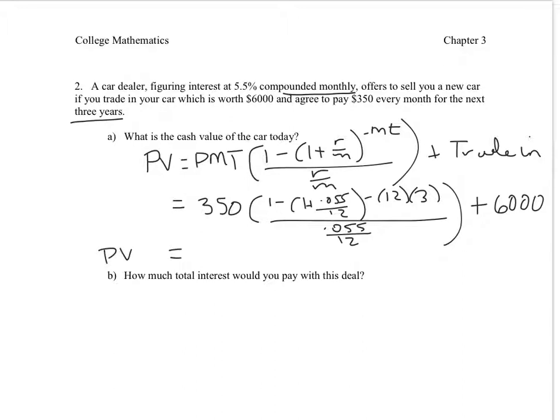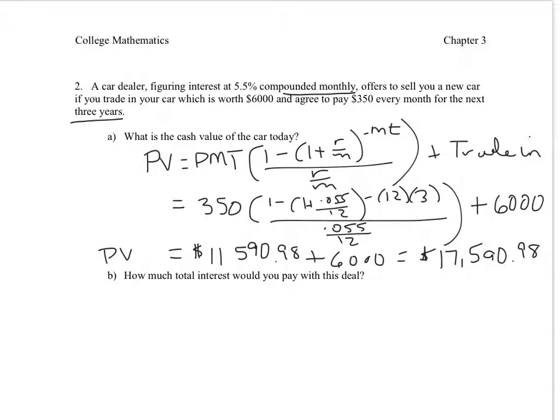So if we calculate this, your payments that you make have a value of $11,590.98. That would be the present value of those payments, plus the $6,000 for your trade-in brings the value of this new car to $17,590.98. Now, depending on the car, that may be a good deal. It might not be a good deal.